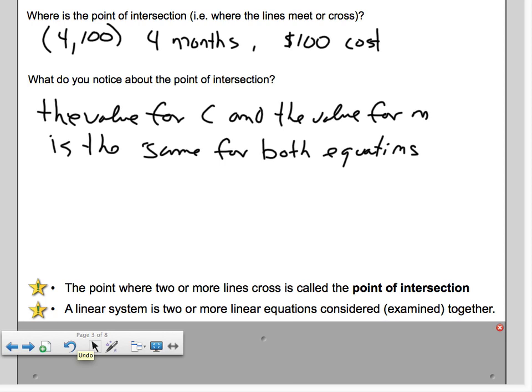This is new to you guys. A linear system is two or more linear equations considered or examined together.